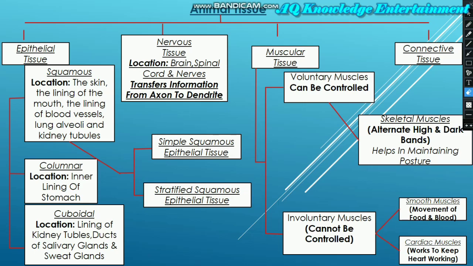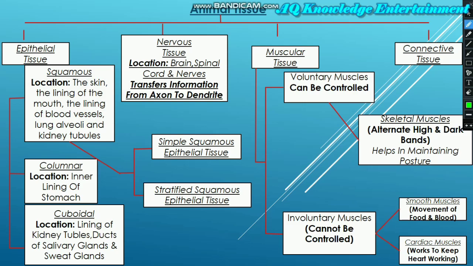Now, before getting into the next epithelial tissue, let me tell you the squamous epithelial tissue's location. The location is the skin, the lining of the mouth, the lining of blood vessels, lung alveoli, and kidney tubules. These are the places where the squamous epithelial tissues are present. It may be simple squamous or stratified squamous.